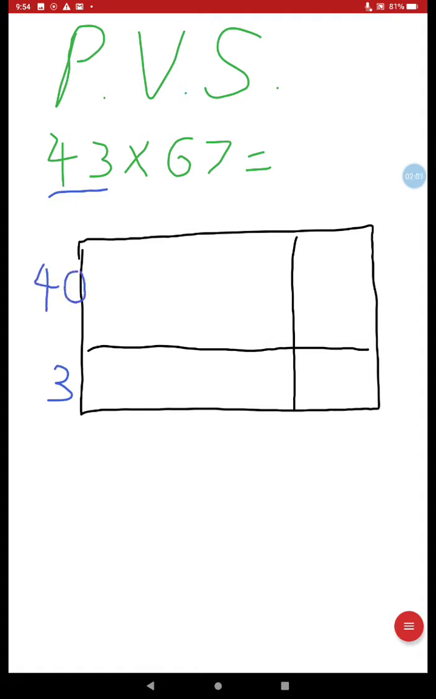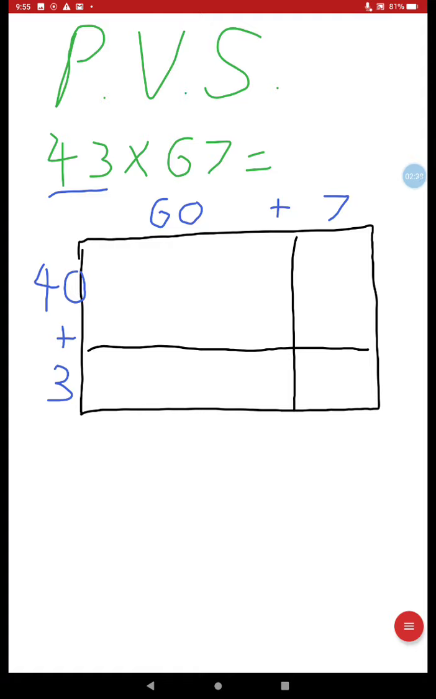You might say, that's not 43. Well, if I put a little plus sign here, it is. 40 plus 3 equals 43. Now let's break up 67 into ones and tens. What's in the tens place? 60. What's in the ones place? 7. 60 and 7, put the plus sign. 60 plus 7 gets me 67.